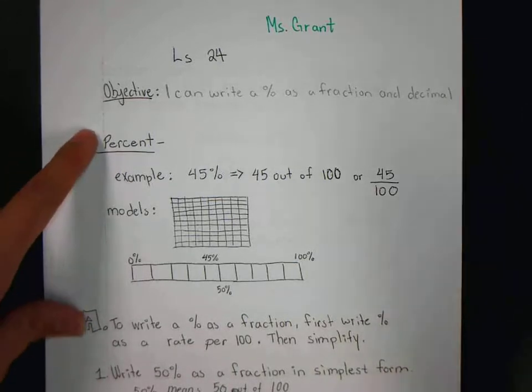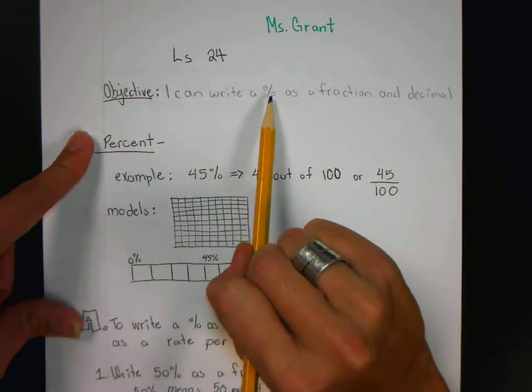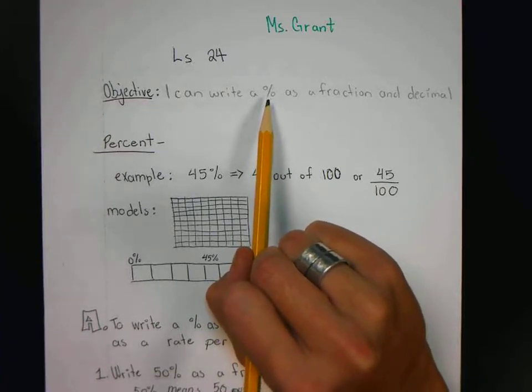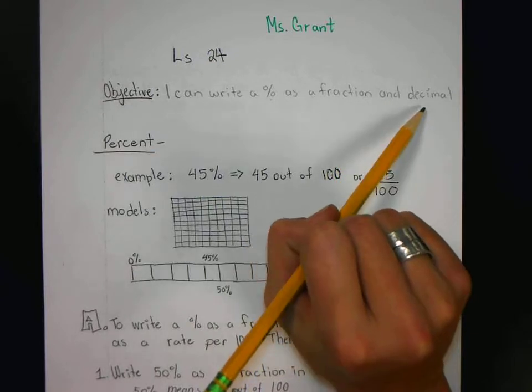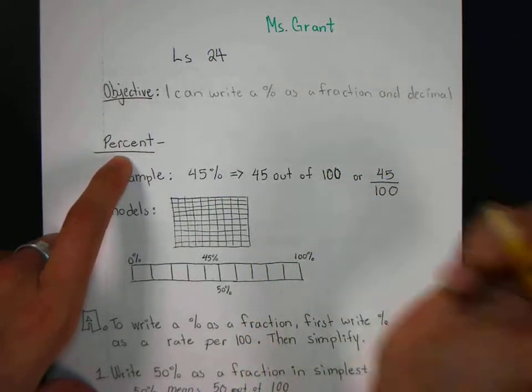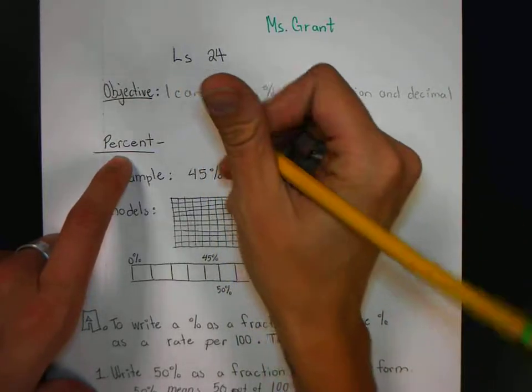Our objective for today is I can write a percent, and I like to use the percent sign because, you know, we like to abbreviate our stuff, as a fraction and decimal. So first off, let's talk about what a percent is. A percent is a ratio that compares a number to 100.